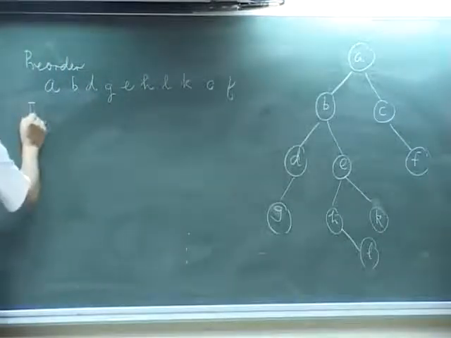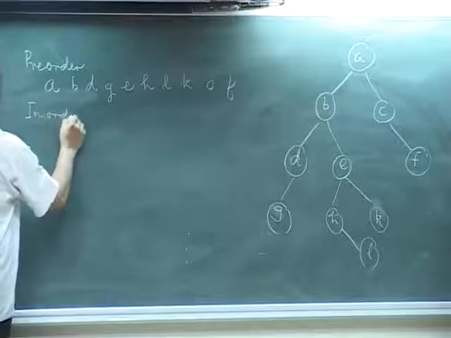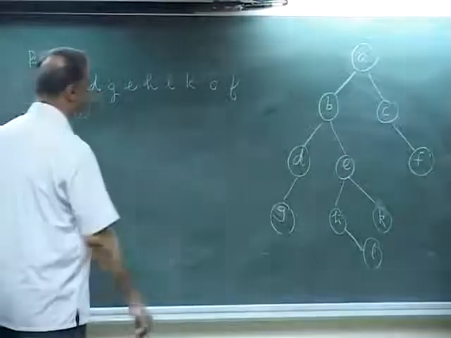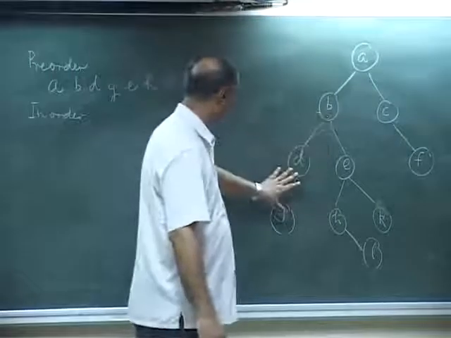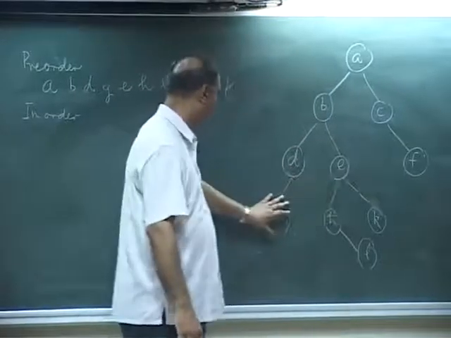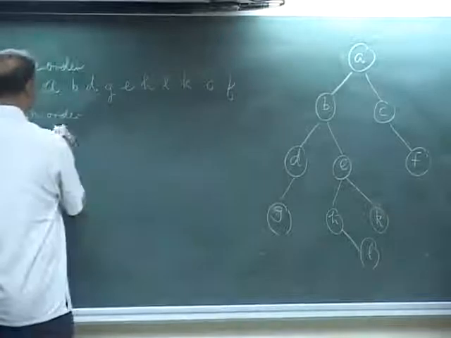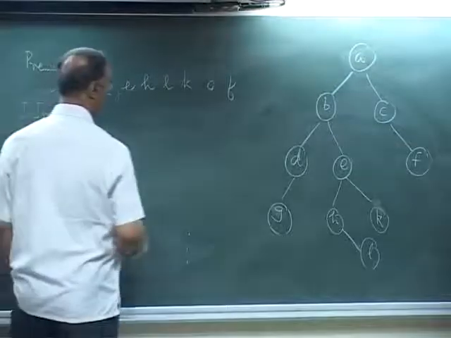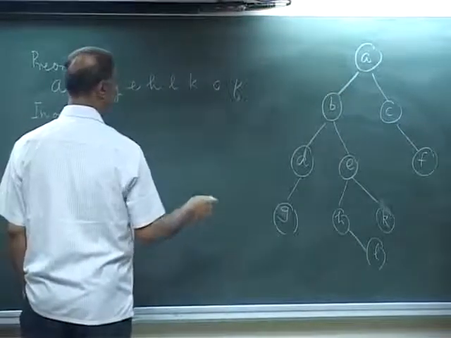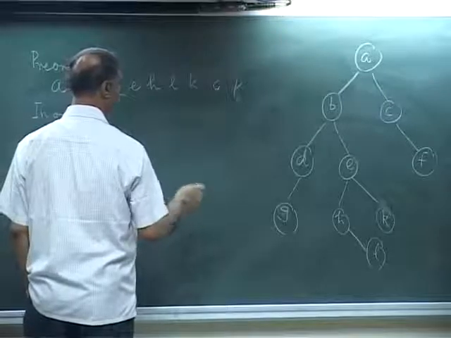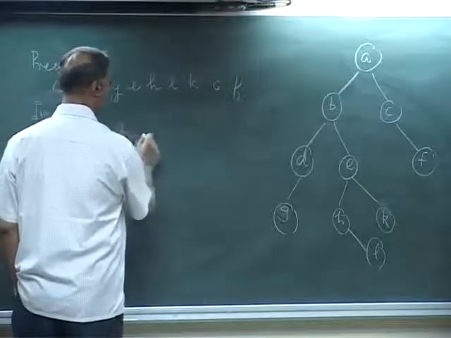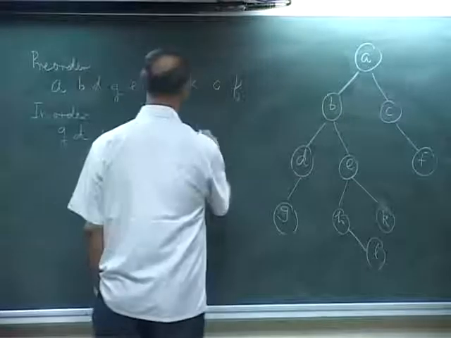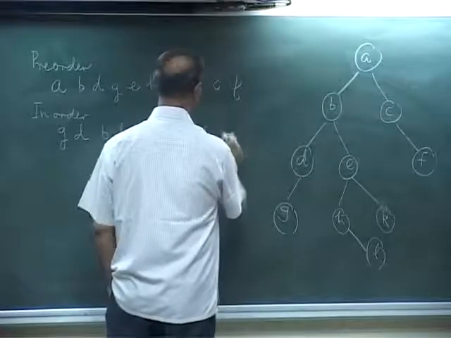Now, if I traverse in order, then first is the left subtree, then the root, then the right subtree. Now you have come here: first the left subtree, then the root. So it becomes G, D, B, then H, L, E, K, A, C, F.